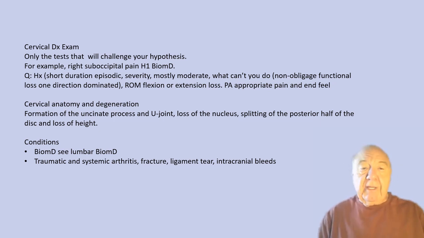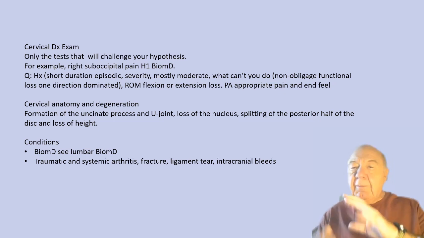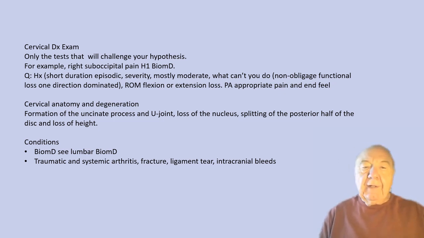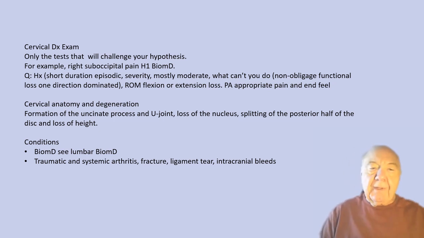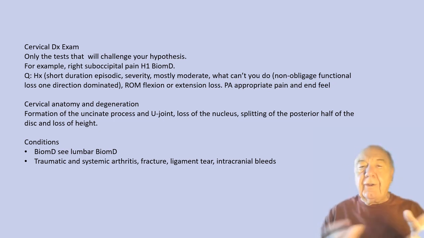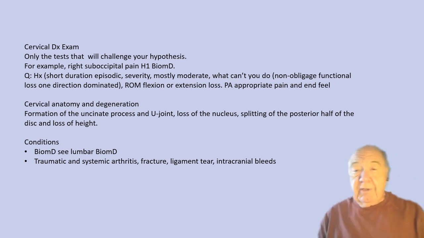I'll give you an example here of right suboccipital pain. H1 may be biomechanical dysfunction. Question: the history of short duration, episodic pain, severity mostly moderate. What can't you do? And we're looking at non-obligate functional losses here, with one direction dominated, range of motion being a loss of flexion or extension, PA's appropriate pain and end feel. If you got all that, you can then look at your differentials, which may be fracture, torn ligament, and so on, and then compare them with your hypothesis.